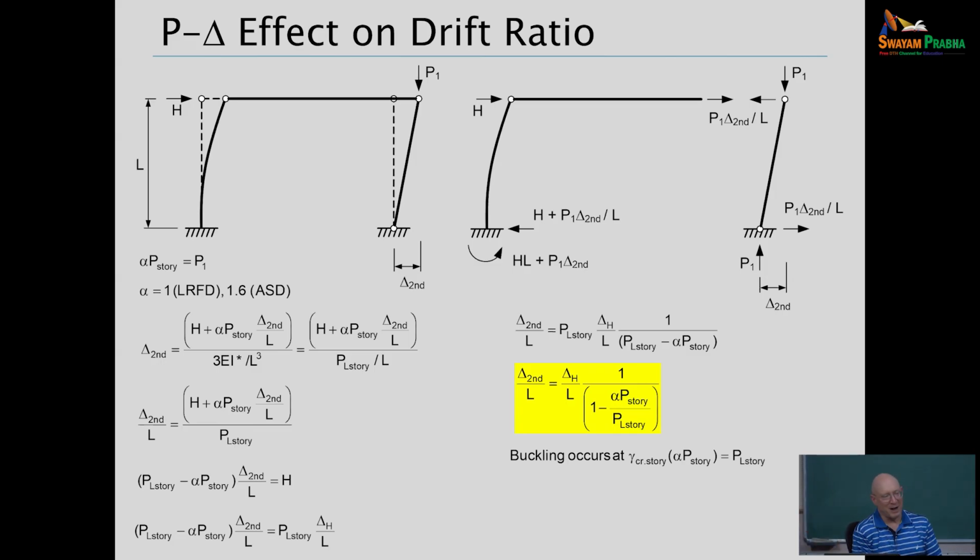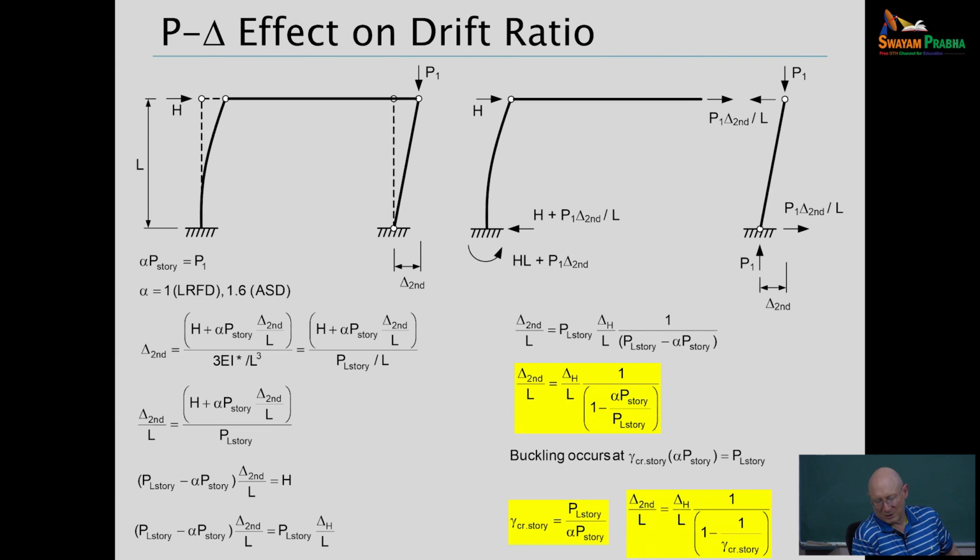So our side sway amplifier here, when will that essentially blow up on us? Well, if alpha P story, we assume hopefully we're designing something where alpha P story is not equal to PL story, otherwise it blows up. But if we scale that by gamma critical, that's our eigenvalue, the amount that we're scaling our loads to get to incipient elastic buckling. If gamma critical times alpha P story is equal to P story, the amplifier would blow up if we put a gamma critical there in the numerator, in that term inside the denominator of the equation.